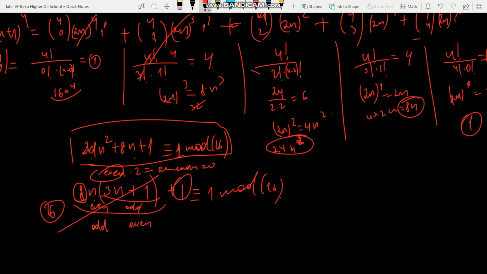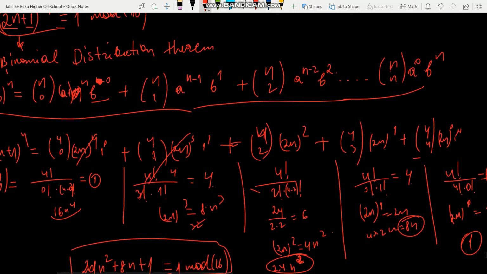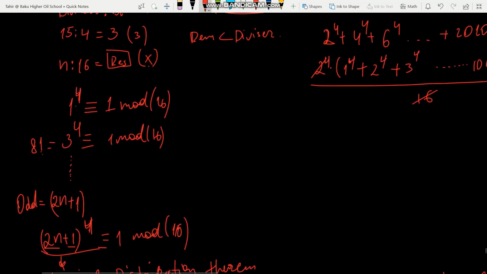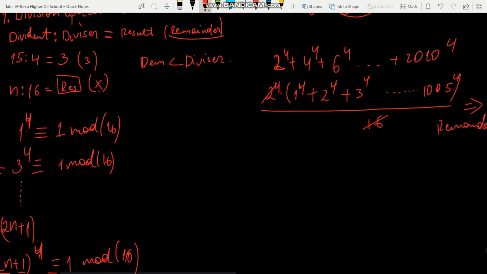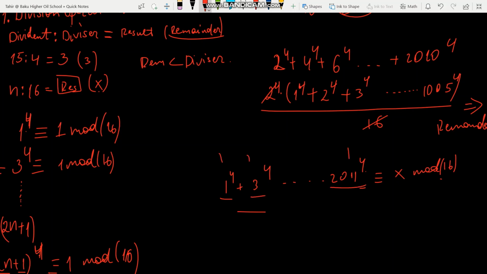And we proved that the fourth power of each odd natural number will give us 1 in mod 16. And let's go back to our first initial problem, where we had to find 1 to the power 4 plus 3 to the power 4 and so on, continuing till 2011 to the power 4. What will be our x in mod 16? We know that each term in this full expression will give us 1 in mod 16.